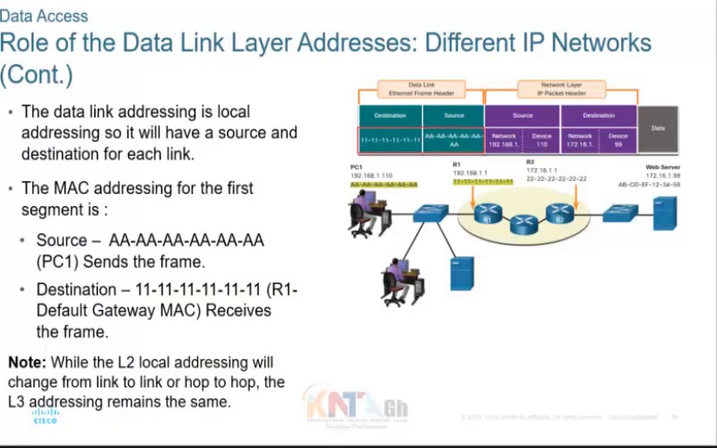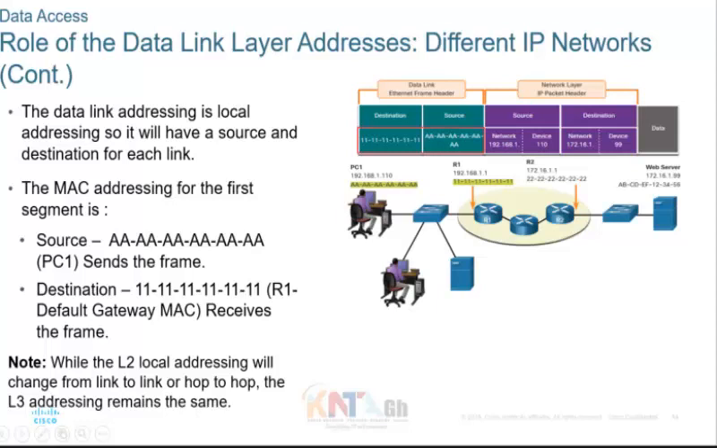Now, the data link address is local addressing, so it will have a source and destination for each link. This is the MAC address of the first segment, which is AAAAA.